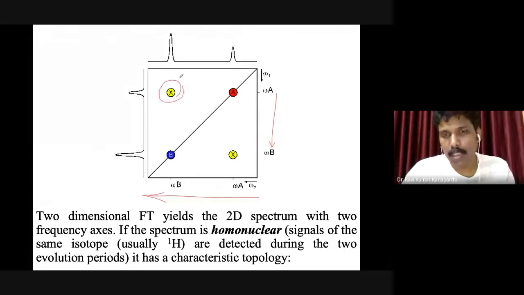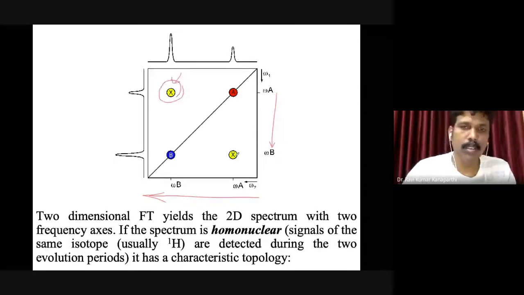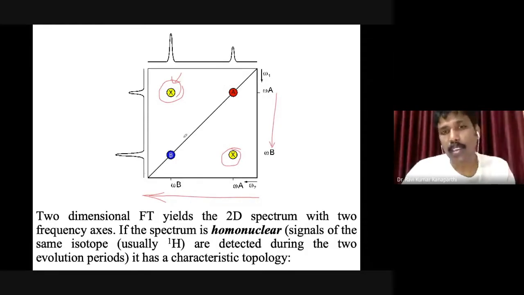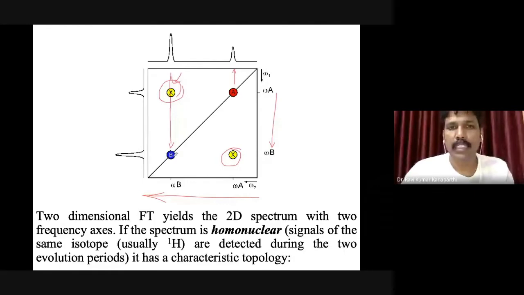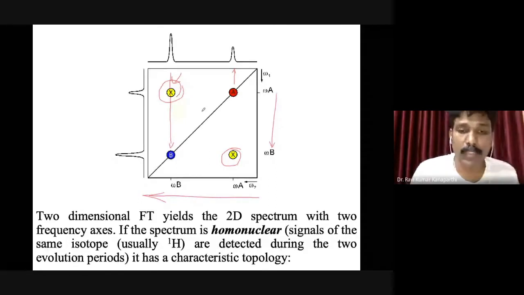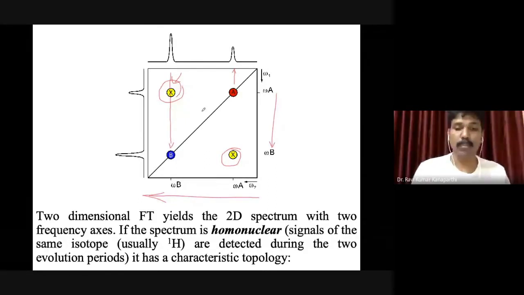These two are cross peaks, and then these A and B are the diagonal peaks. The diagonal peak positions, you can see, wherever you have a one-dimensional peak, there you will see a contour peak. So the diagonal peaks exactly match the peak positions of the one-dimensional NMR spectrum. But the off diagonal is something more interesting as far as two-dimensional NMR spectroscopy is concerned.